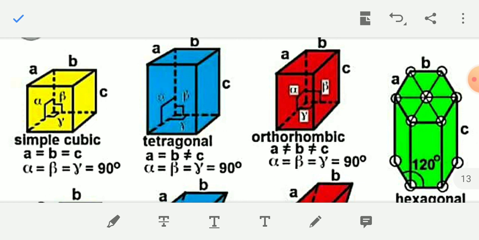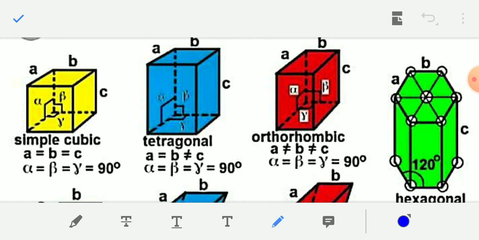See, you have to remember this relation for each crystal system. For cubic, the relation between edge lengths ABC is A is equal to B is equal to C, and the relation between the angles alpha, beta, gamma is 90 degree. For tetragonal, the relation between A, B, C is A is equal to B not equal to C, but the angles alpha is equal to beta is equal to gamma is equal to 90 degree. For orthorhombic crystal system, the relation between A, B, C, edge lengths along three directions, three axes, is A not equal to B not equal to C, but the angles alpha is equal to beta is equal to gamma is equal to 90 degree.